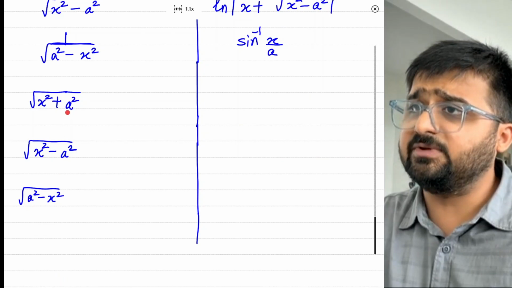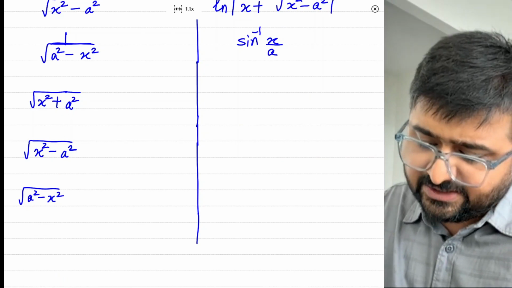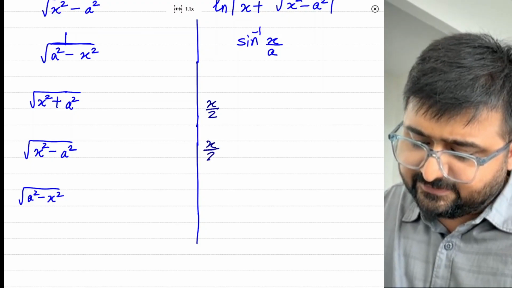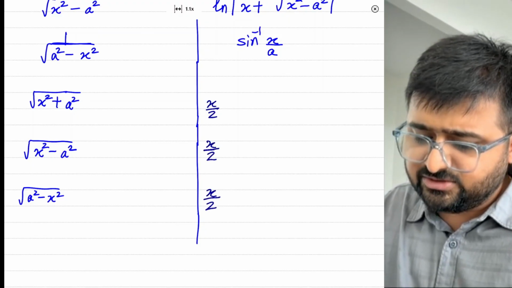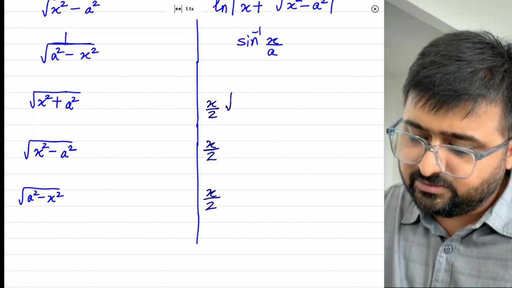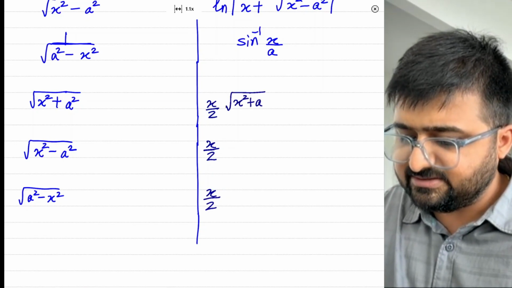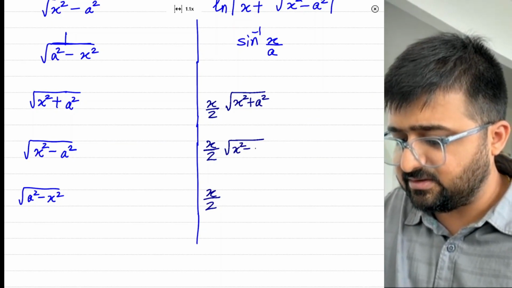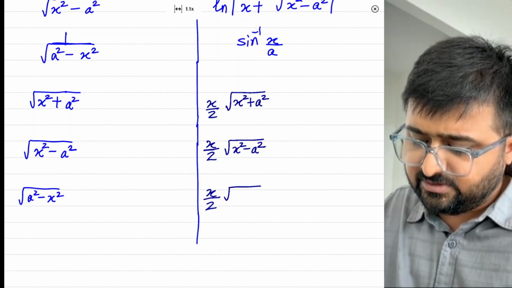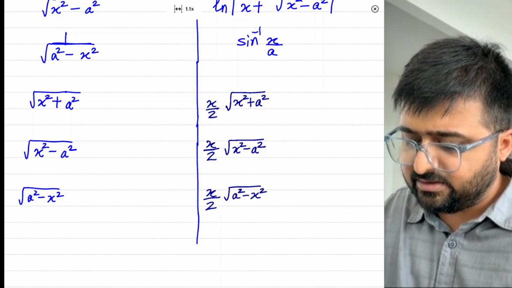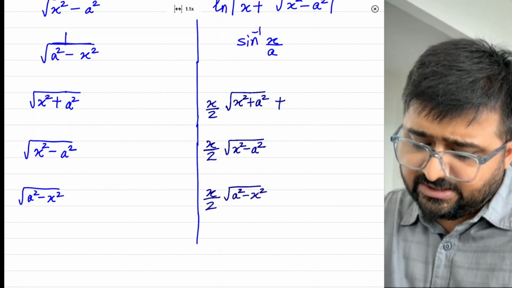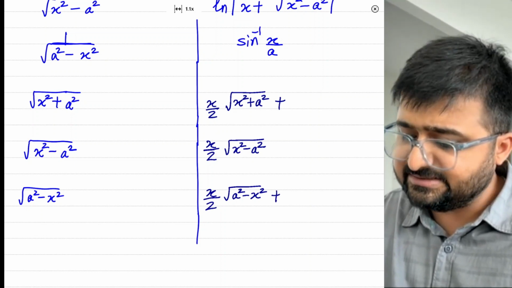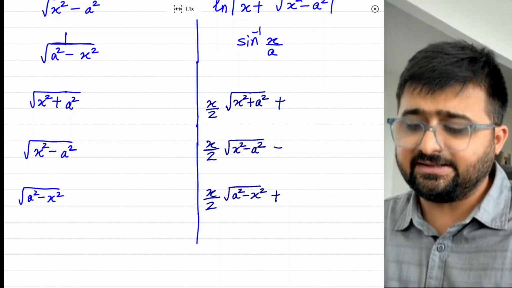So all three formulas that you see here start with x by 2. Okay, so all three will start with x by 2. So let me write x by 2 everywhere. Then you just write the same function. So x by 2 square root of x square plus a square. So same thing, square root of x square minus a square. And here square root of a square minus x square. Okay, the first formula and the last formula have plus. Just this one, which is x square minus a square, is negative. Okay, so remember that distinction.